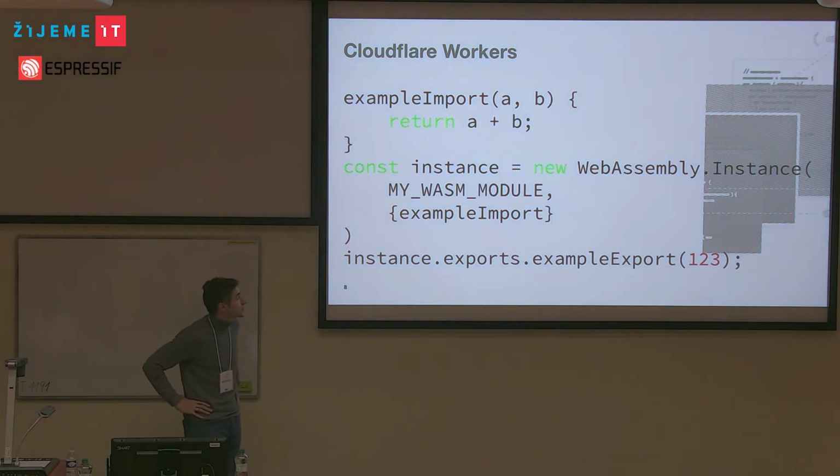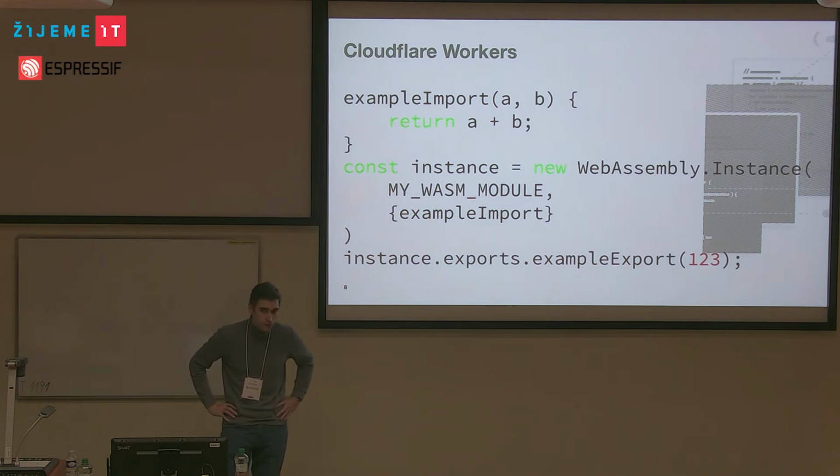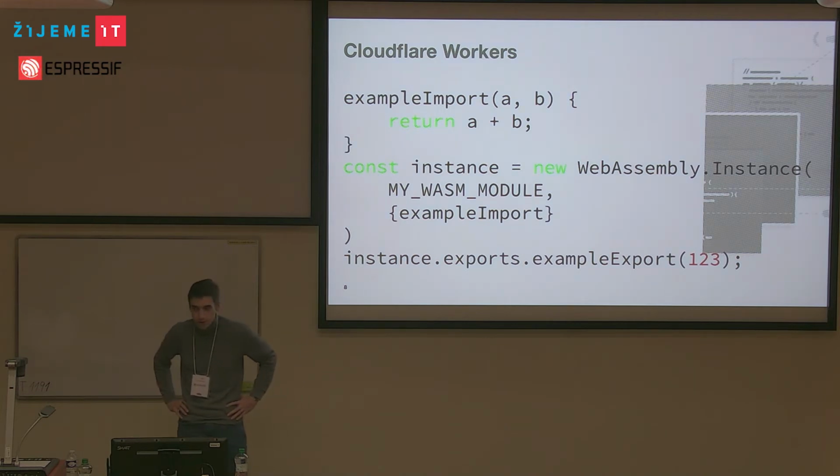Another example, which is outside of the web, comes from Cloudflare. Cloudflare is an internet company, and one of the services they provide is Cloudflare Workers. Workers is basically a function-as-a-service offering, similar to AWS Lambda, where developers are invited to execute single functions on the server side, in the cloud.